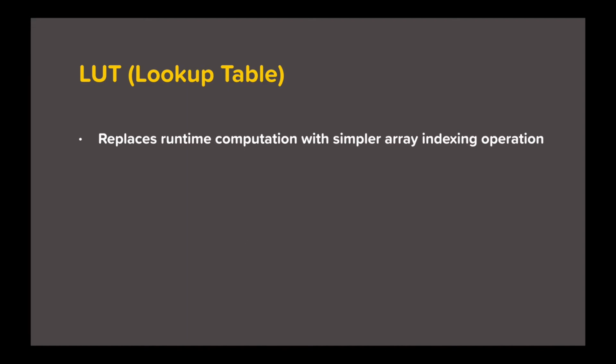So what this lookup table does is it replaces runtime computation, that is, interpretation of all these values, with simple array indexing operations. This is actually a very simple array indexing operation, because lookup tables are simple arrays stored in memory, and for a given RGB value, we can look it up in that array. So we have different types of lookup tables: 1D, 3x1D, and 3D.